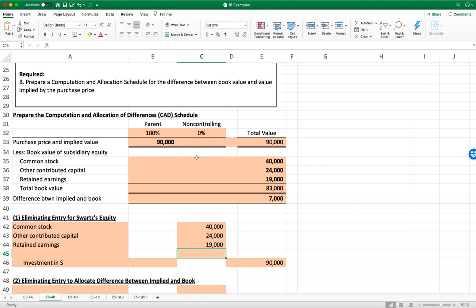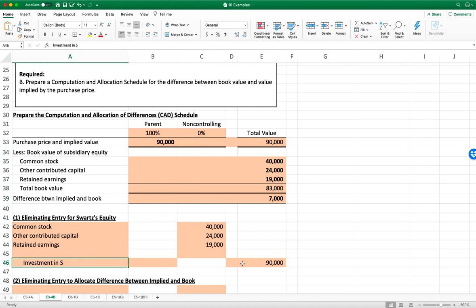Now, you might have noticed that we have some other columns in our computation and allocation of differences schedule that I did not fill out. And that's because we're not always going to need all of those numbers. So I've just skipped them to save time. But this column will always be 100%. And then we will divvy that column up between these other two. So if you wanted to fill out the rest of the schedule, you would just need to take this total column and multiply it times the parent percentage, put that number here, and the non-controlling percentage, and put those numbers here.